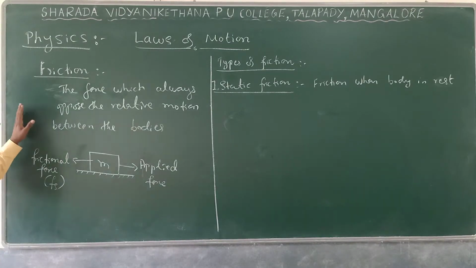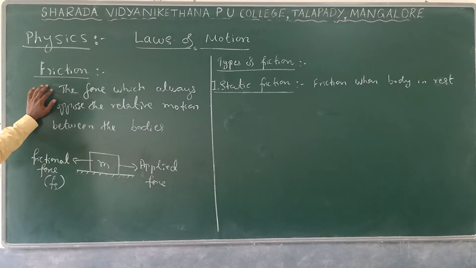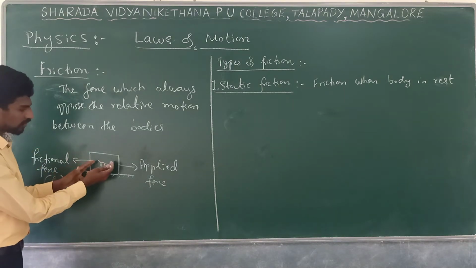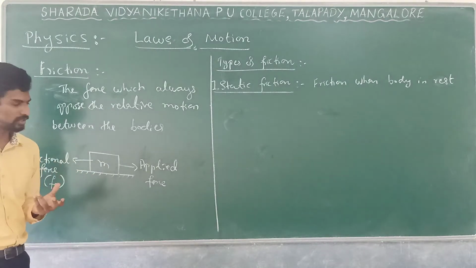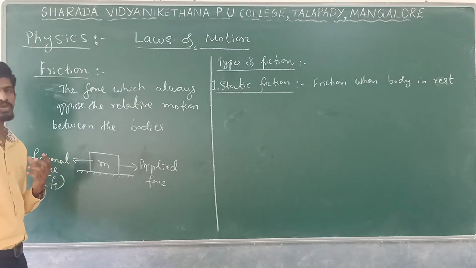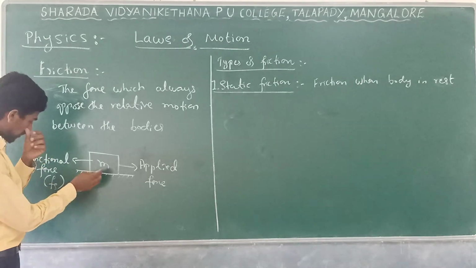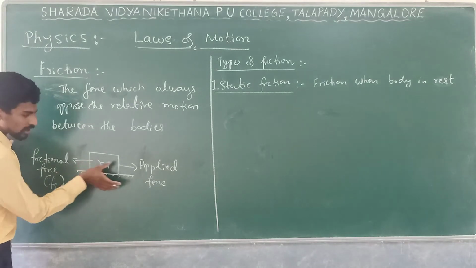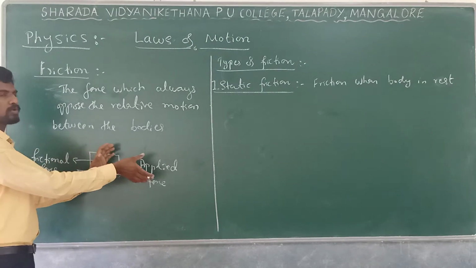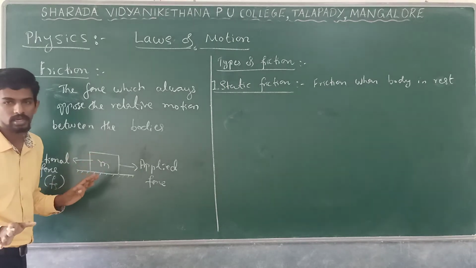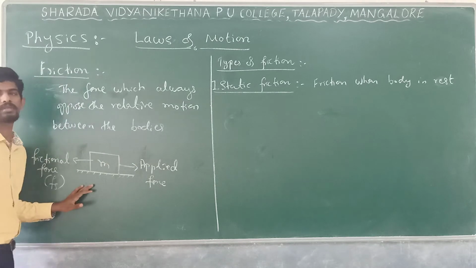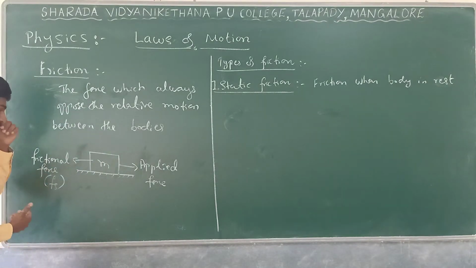Next, friction. We can define friction as the force which always opposes the relative motion between bodies. For example, this mass M and this surface are considered two bodies. This force always opposes the relative motion, so it does not allow the body to move relatively. If two bodies are moving together with the same velocity, then there is no friction. Relative means compared to the other body. Only then does the frictional force come into the picture.